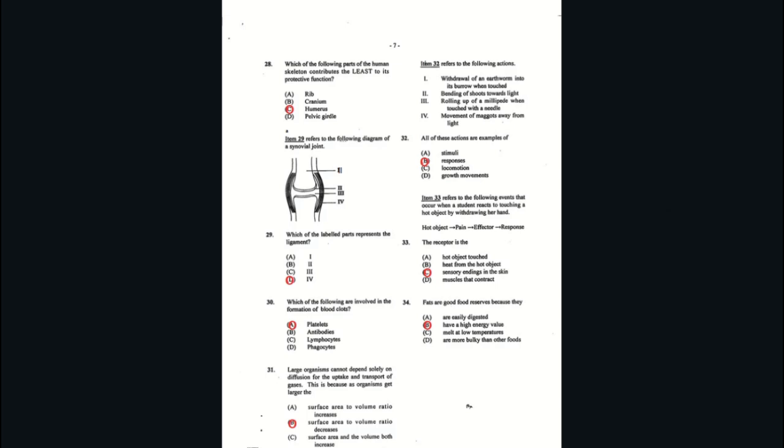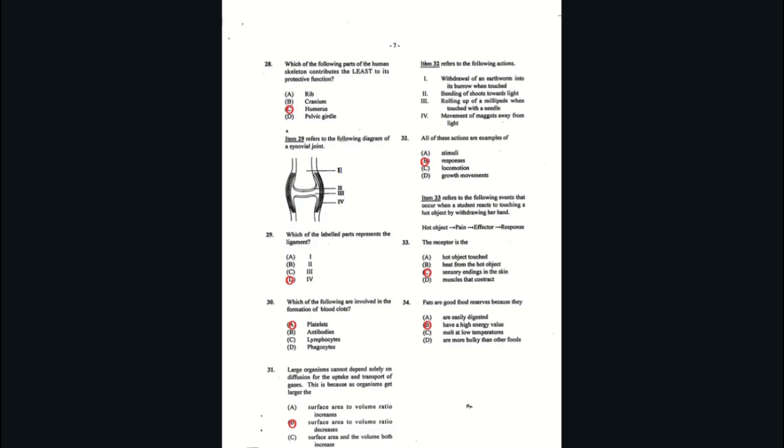Okay, so now we're at number 28, and it says, which of the following parts of the human skeleton contributes the least to its protective function? So we have A, rib, B, cranium, C, humerus, and D, pelvic girdle. So the answer is C, humerus.